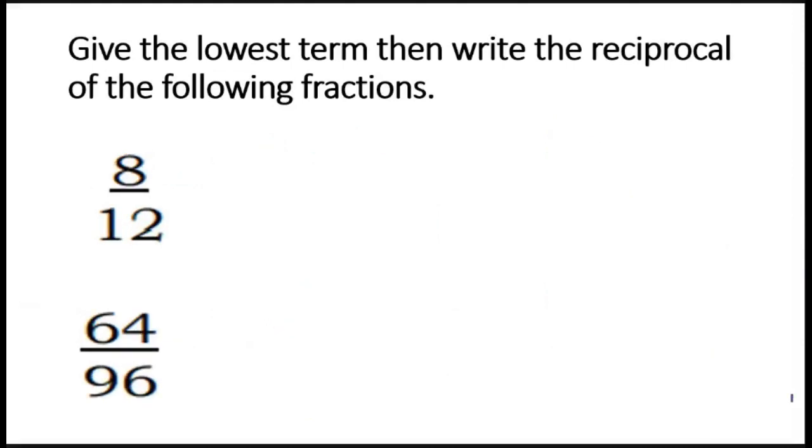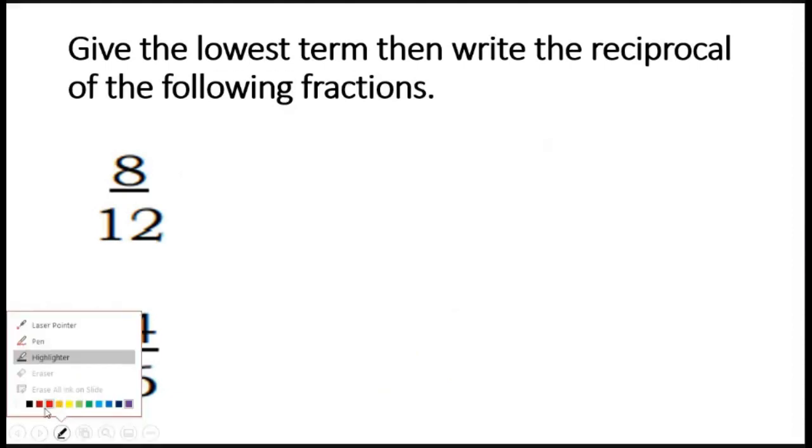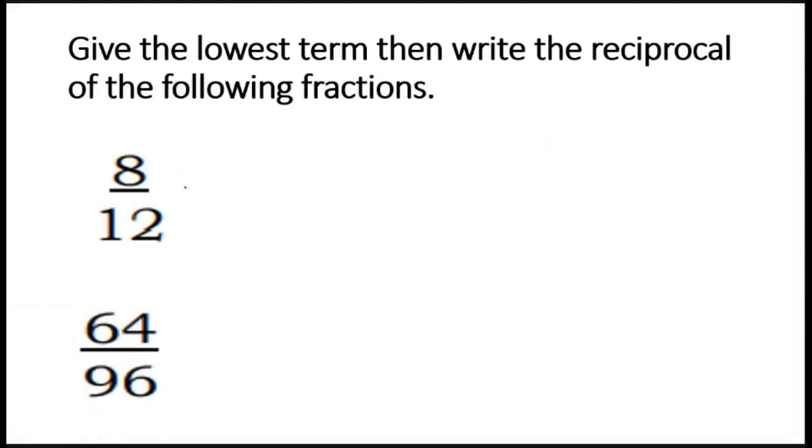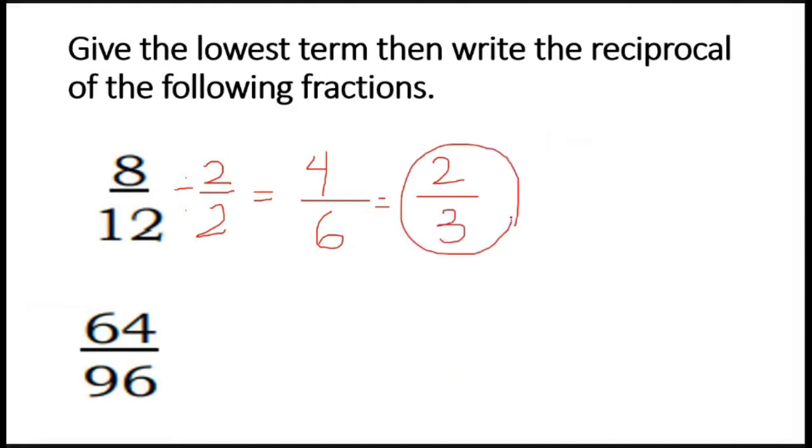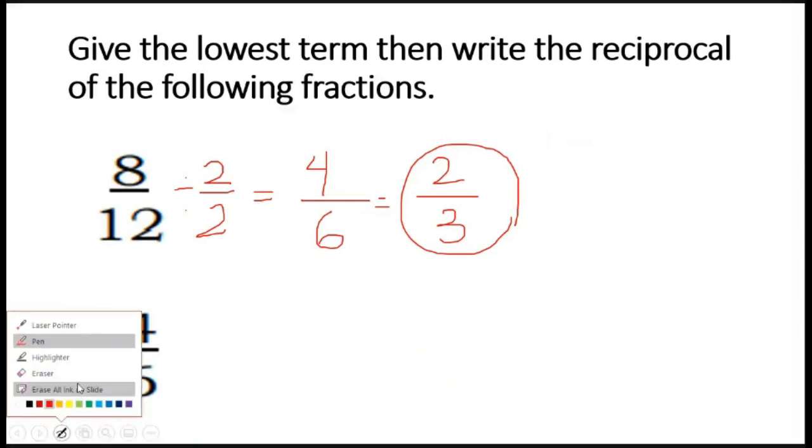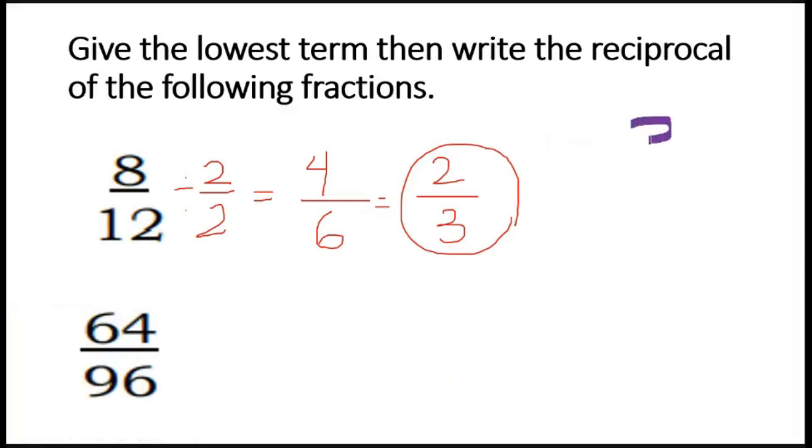Okay, last. Okay, so both given are even. So we can divide both sides by 2. 8 divided by 2 is 4. 12 divided by 2 is 6. And then we can still divide both sides by 2. That's 4 divided by 2 is 2. And then 6 divided by 2 is 3. And that is the lowest term. And then reciprocal is, baliktarin lang, 3 over 2.